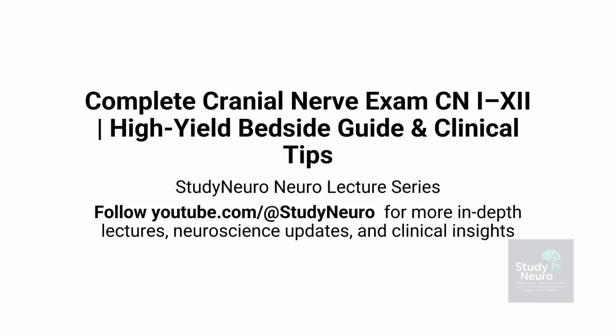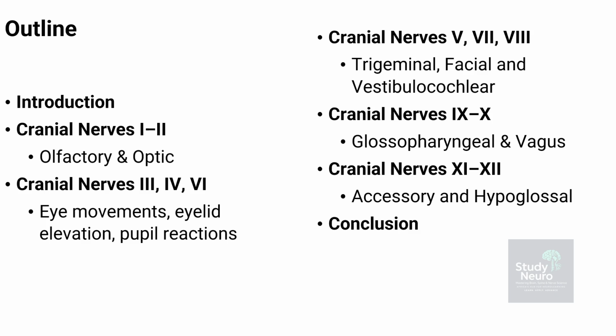Welcome to Study Neuro and to this high-yield bedside guide on the complete cranial nerve examination. In this session, we'll systematically examine all 12 cranial nerves, from olfactory and optic through the eye movements, facial and hearing nerves, to the glossopharyngeal, vagus, accessory, and hypoglossal nerves, covering key observations at each step.